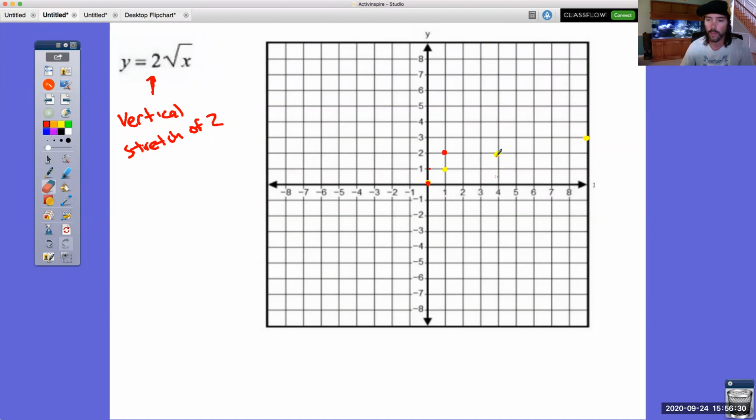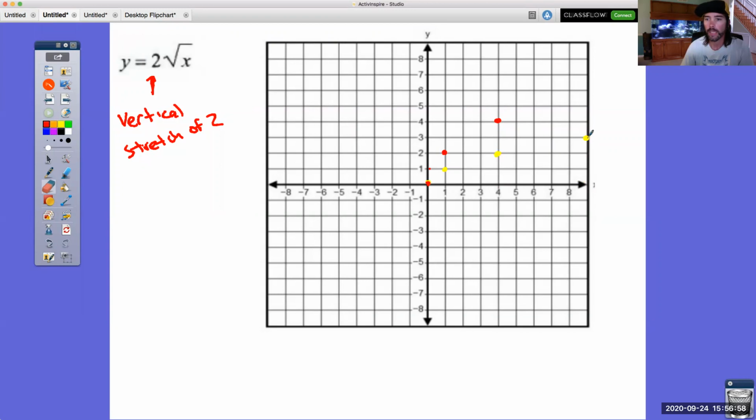The point 4, 2, it's only going to stretch vertically. It's not going to move it left or right. It has a y value of 2. So I'm going to multiply that y value times 2. So instead of going 2 points above the x-axis, 2 times 2 is now 4 points above the x-axis. It stretches up and rises twice as fast. So it is now 4, 4 instead of 4, 2.